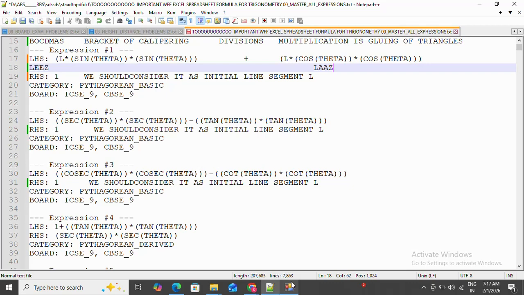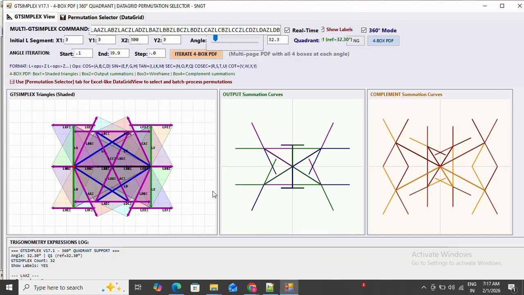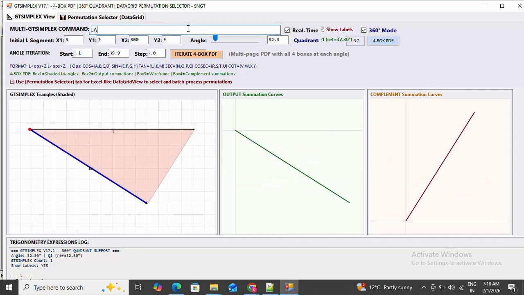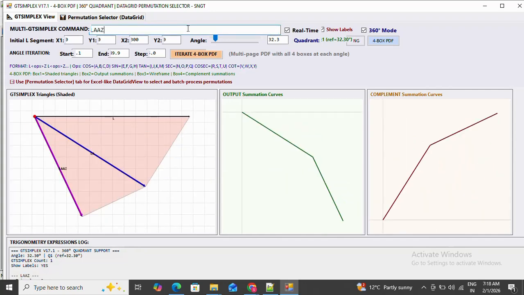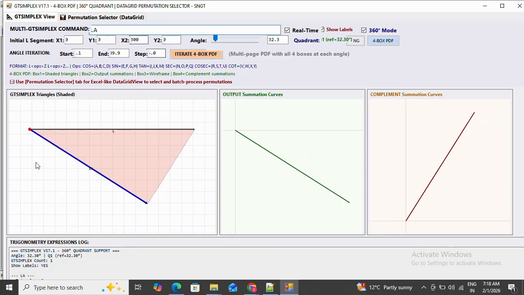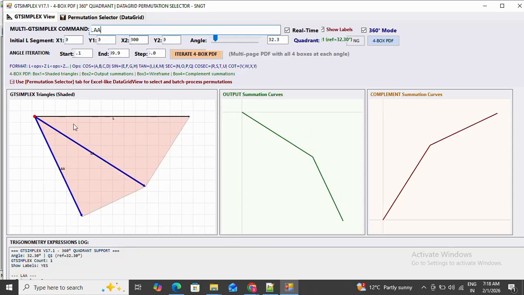Let's look at the version 17 software of Sanjoy Nath's Geometrifying Trigonometry, from where we will understand the real pictures very easily. Say LAAZ, and here L is this L, the given line segment on a tracing paper, and when we are drawing LA, then one line segment is constructed, then again A is multiplied, then another line segment is constructed, and the triangles are glued.